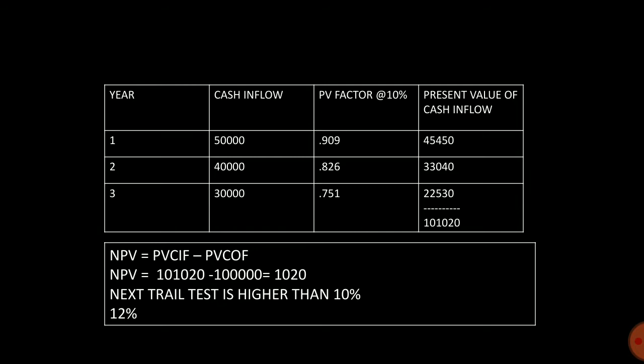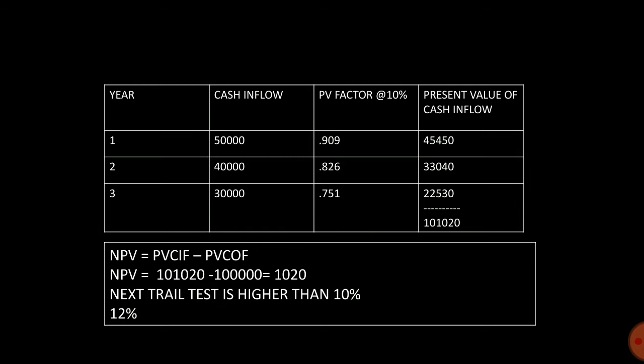Then next step is present value of cash inflows. We want to multiply cash inflows with present value at 10% rate of return. So 50,000 into 0.909, that is 45,450. Then second year 40,000 into 0.826, that is 33,040. Then third year 30,000 into 0.751, that is 22,530.